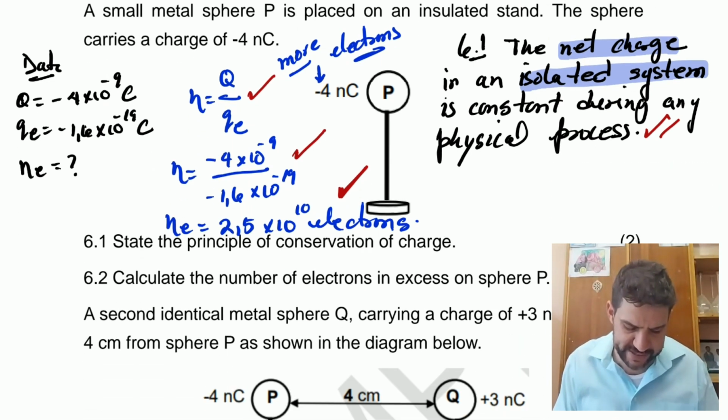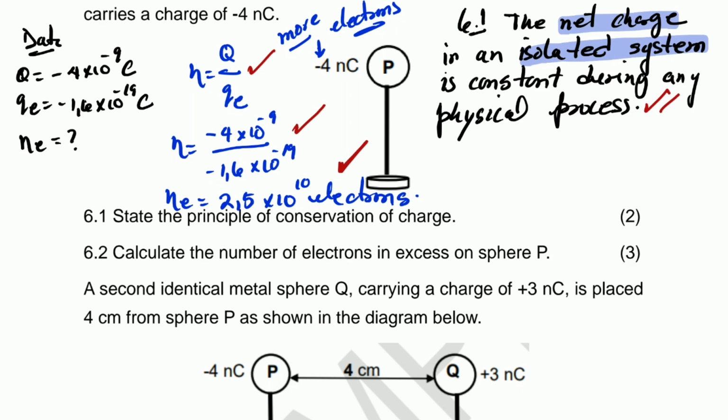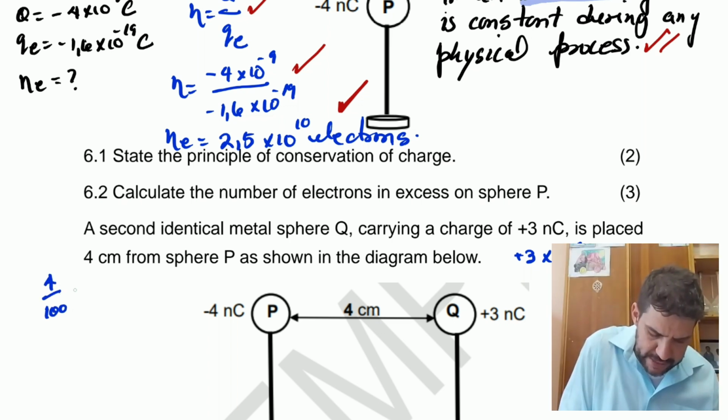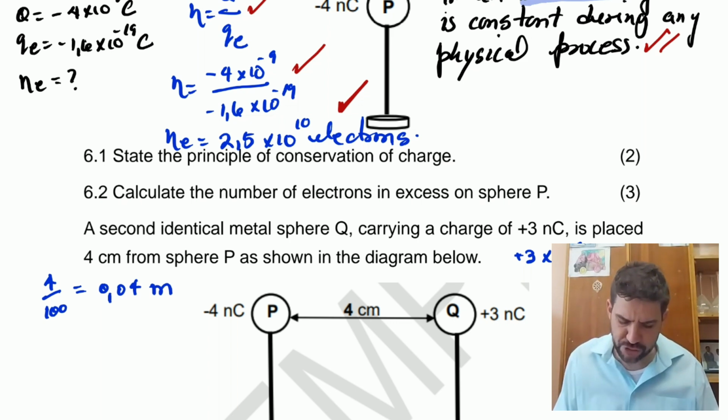The next question says a second identical metal sphere Q carrying a charge of positive 3 times 10 to the power 3 nanocoulomb. Remember, you have to convert. This charge is positive 3 times 10 to the minus 9 coulomb. It is placed 4 centimeters away. You cannot work in centimeters, so we are going to convert from centimeters to meters. You divide by 100, so this one is 0.04 meters. That is the conversion here.